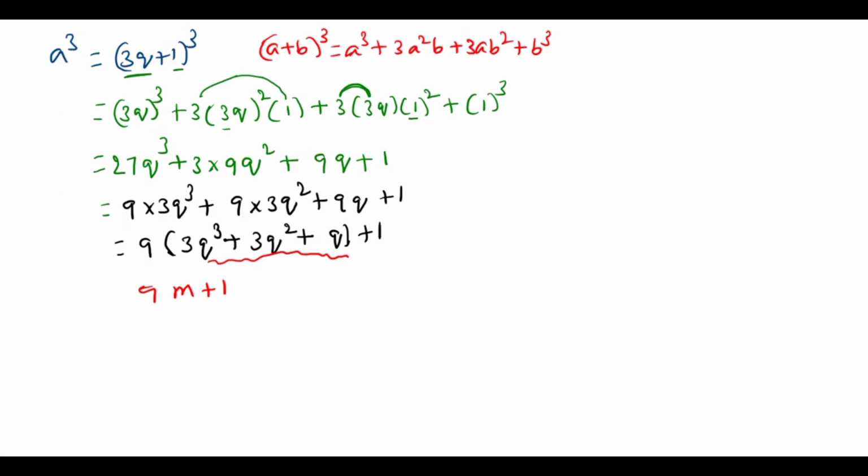And the next class we are going to take case number 3. Case number 3, this is 3q plus 2, okay. This is a equal to 3q plus 2. So if we take cubing on both sides for this, then a cube is equal to 3q plus 2 whole cube.